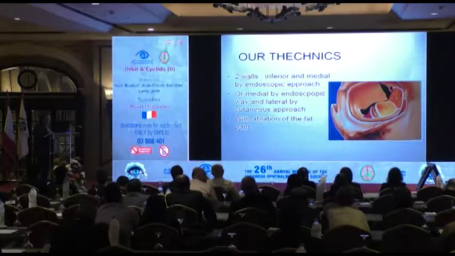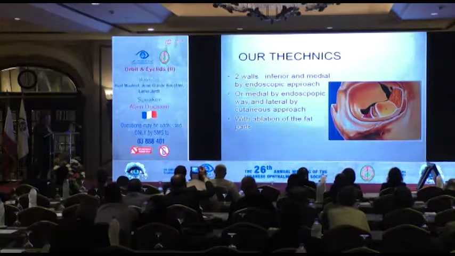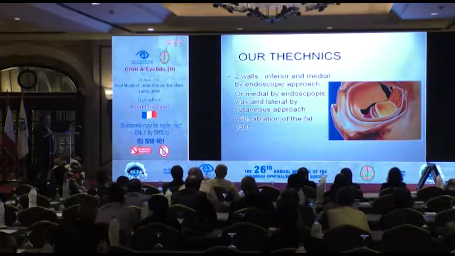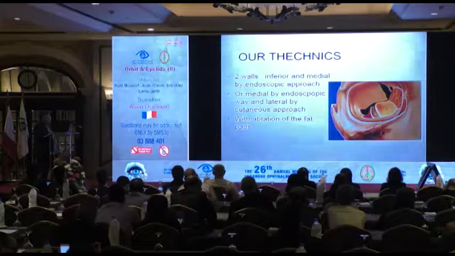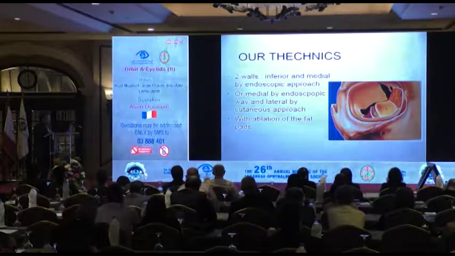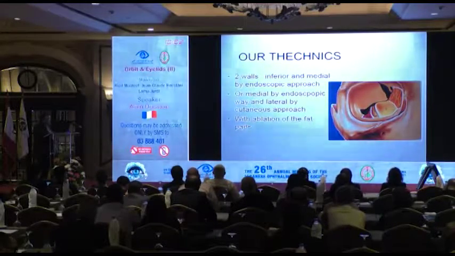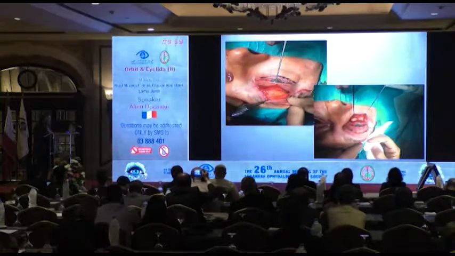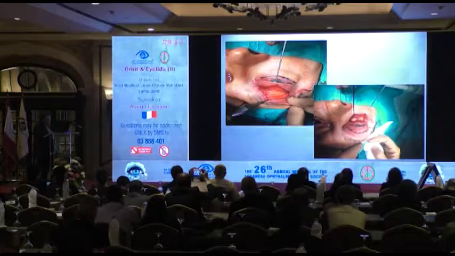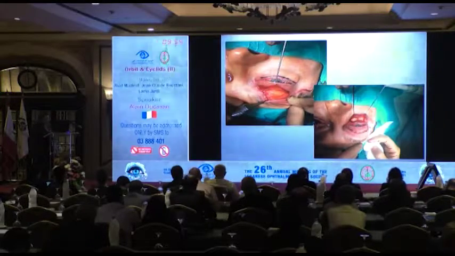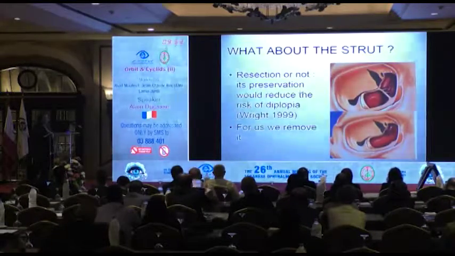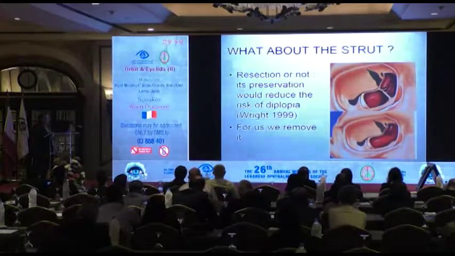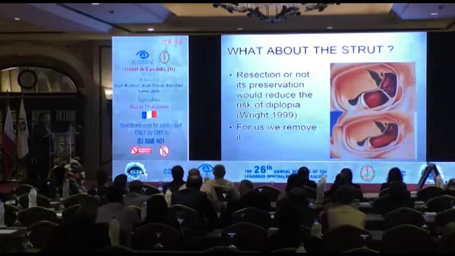In our technique, we use most frequently two walls, inferior and medial, by endoscopic approach, or the medial wall by endoscopic approach and the lateral wall by cutaneous approach with ablation of the fat pads. We start the operation with the ablation of the fat pad, and after we remove the medial wall of the orbit and the inferior wall.